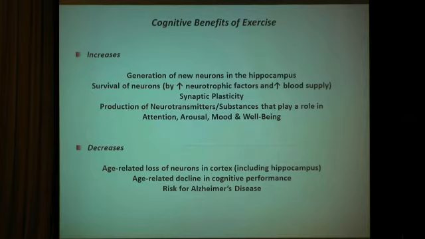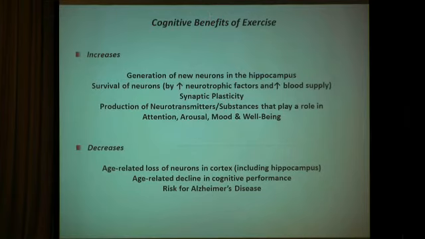Turns out that exercise is one of the only things that has been shown to increase the survival of the neurons which are generated and the neurons which are already in the hippocampus that are older neurons. Okay? And it does this because exercise increases factors that keep neurons alive and increases blood supply to neurons, which is something else that helps keep neurons alive. Right? What happens when you cut off the neurons from blood supply? They die.